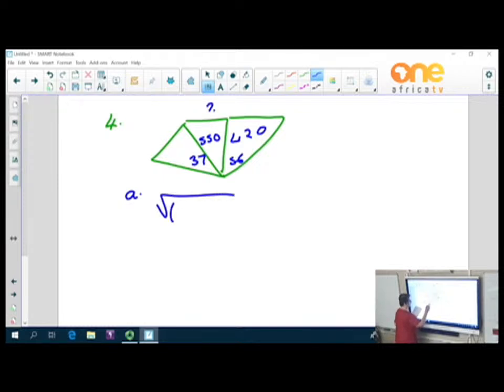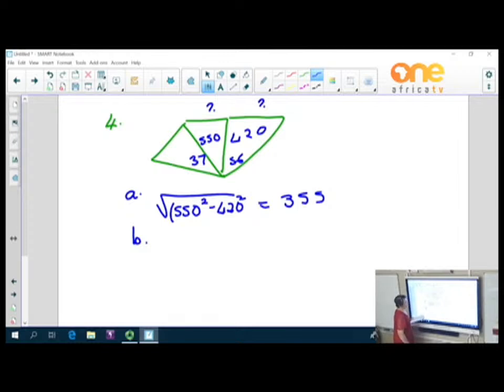So it will be 550 squared minus 420 squared. And the answer that I got there was 355. You can just do the sum. Number B. Now we want BC. So this is what we want to calculate, BC.